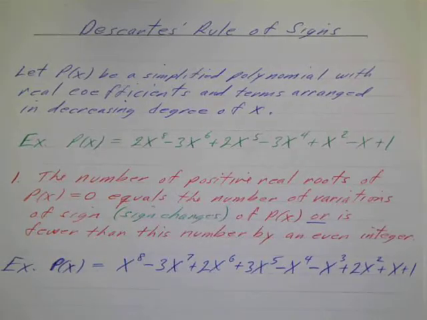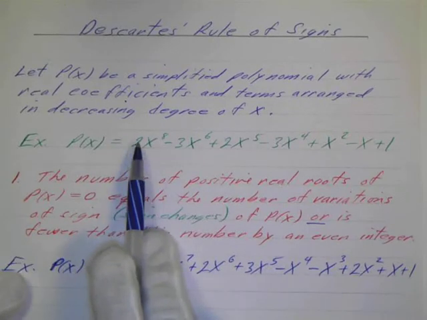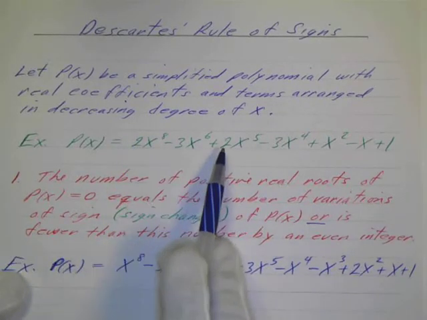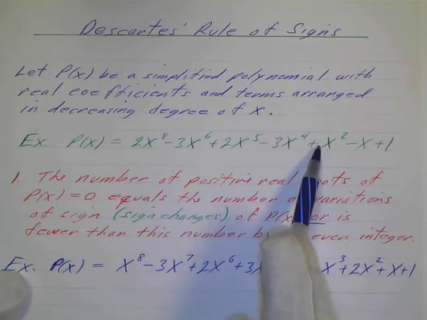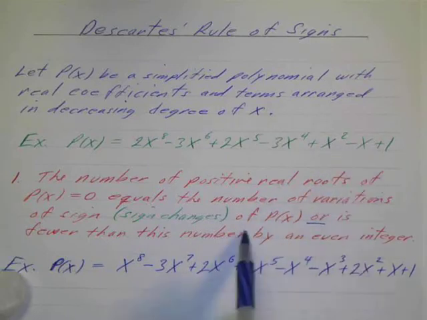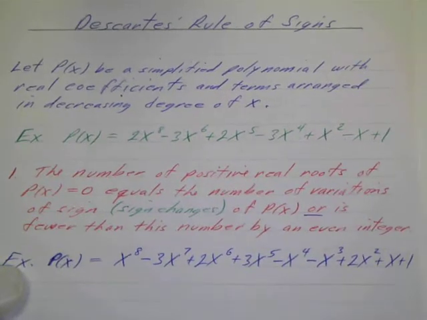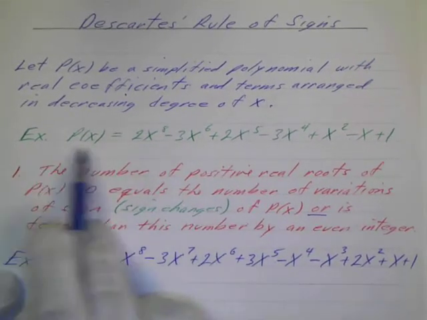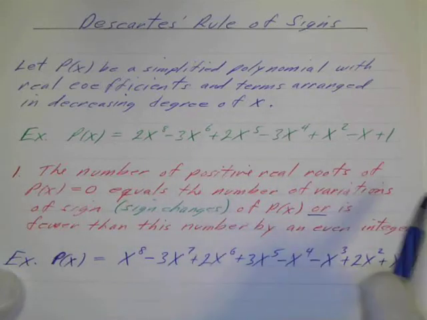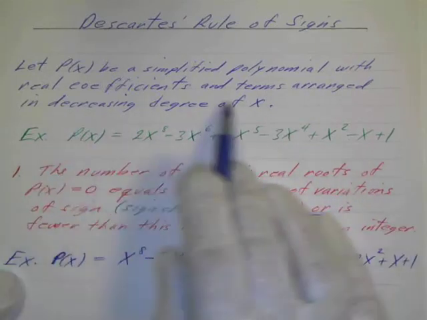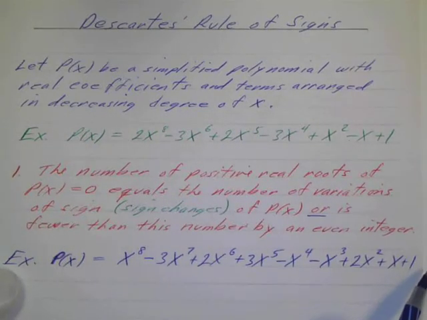So here's some notes and examples on Descartes' rule of signs. Let p of x be a simplified polynomial with real coefficients. Now remember, the coefficients are the numbers in front of the variable, so the coefficients here would be 2, -3, 2, -3, 1, -1. So this is our polynomial of x. It's a simplified polynomial with real coefficients, and the terms arranged in descending degree of x.